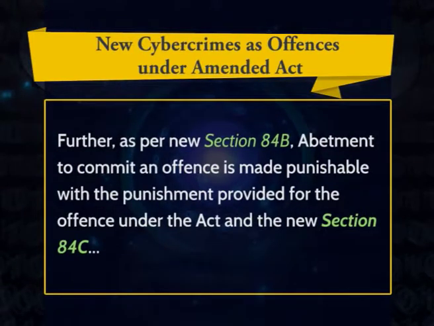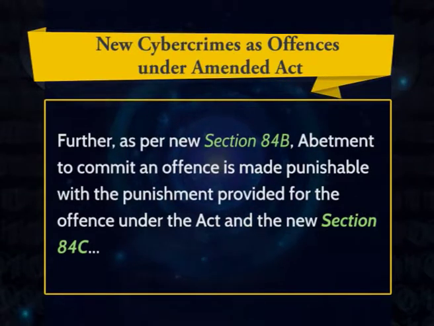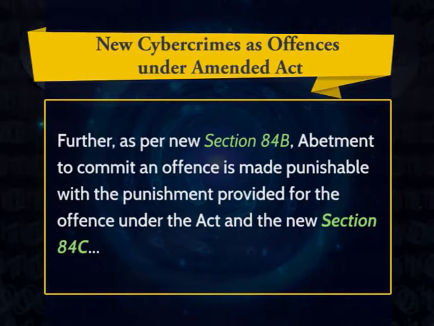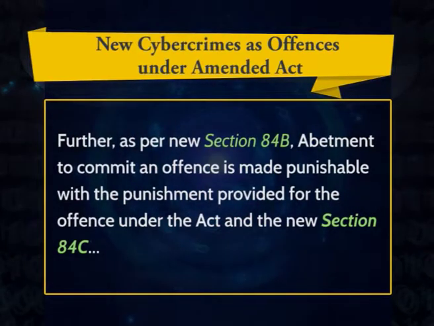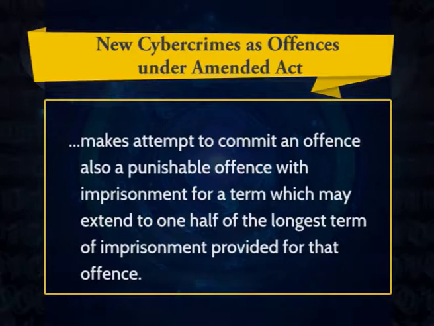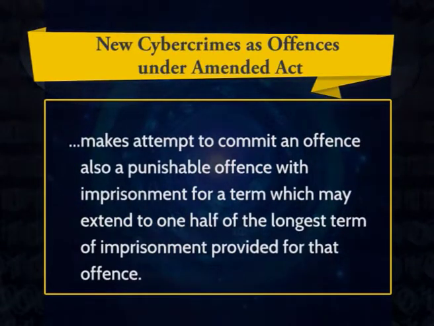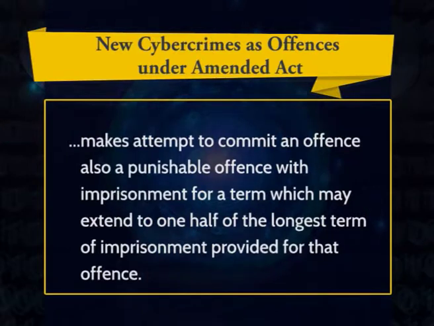Further, as per new Section 84B, abetment to commit an offence is made punishable with the punishment provided for the offence under the Act, and new Section 84C makes attempt to commit an offence also a punishable offence with imprisonment for a term which may extend to one-half of the longest term of imprisonment provided for that offence. In certain offences such as hacking, Section 66, punishment is enhanced from 3 years imprisonment and fine of 2 lakh rupees to a fine of 5 lakh rupees.